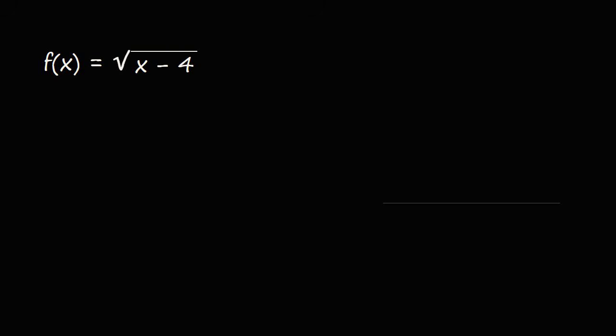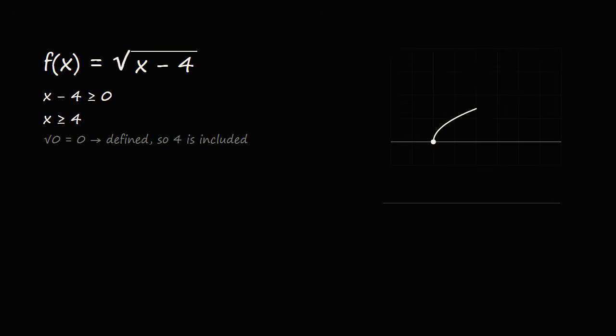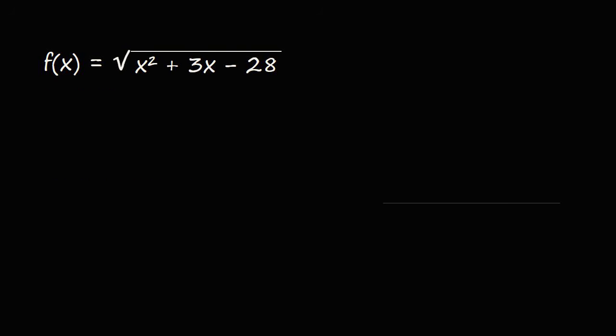Let's apply that. f(x) = √(x - 4). The inside of the square root, x - 4, has to be greater than or equal to 0. Add 4 to both sides and you get x ≥ 4. Notice we can include 4 itself here since the square root of 0 is simply 0. That's a perfectly valid defined answer. So the domain is 4 up to positive infinity, and because 4 is included, we use a square bracket on that side: [4, ∞).